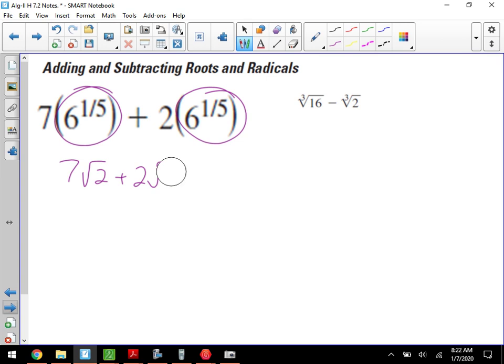The only thing that's different now is that this is 7 5th root of 6 plus 2 5th root of 6, just written differently. So all you have to do here is combine like terms. You get 9 times 6 to the 1/5. And that's all you have to do. There's no other simplifying or anything needed, right?